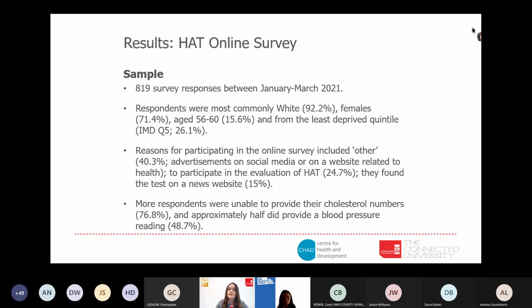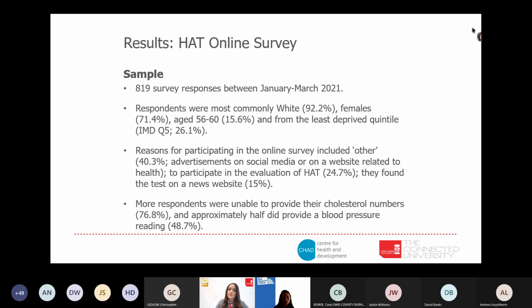Reasons for participating in the online survey included other, which referred to advertisements on social media or on a website related to health. The second being to participate in the evaluation of the test, and then the third because they found the test on the news website.